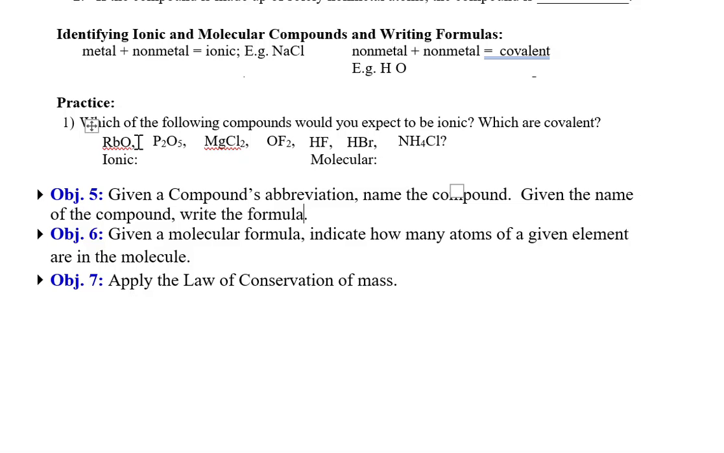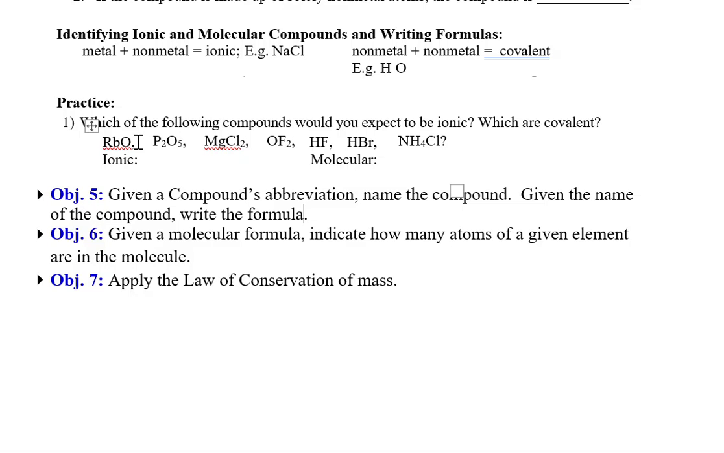Look at the next one. P2O5. P is phosphorus, and that's element number 15. O is oxygen, and that's element number 8. Those are both, look at that, they're both in the nonmetal category. So that's going to be a covalent compound.